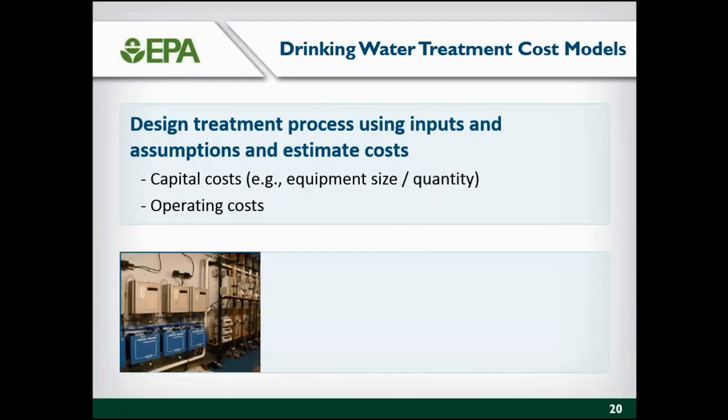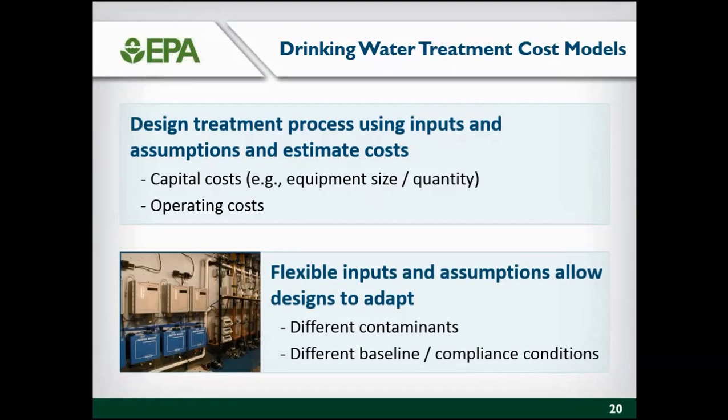And so in this next slide, a little bit about how the costs are done. As I mentioned previously, it will calculate the capital and operating costs, and you can do that for different contaminants, looking at different baseline or compliance conditions.